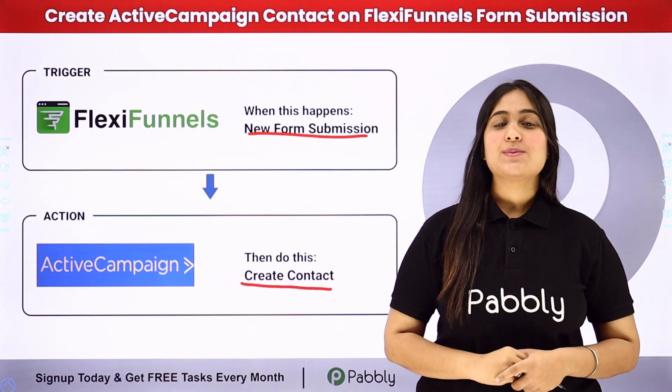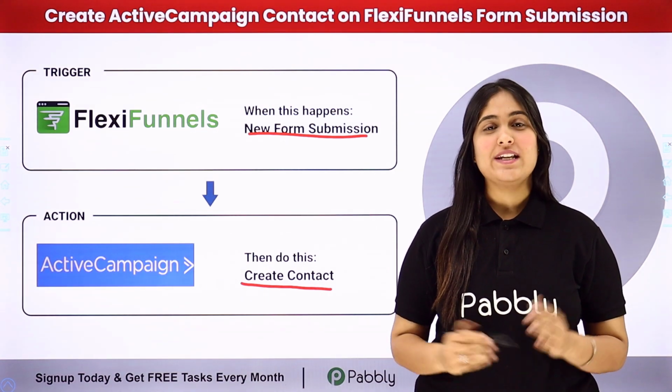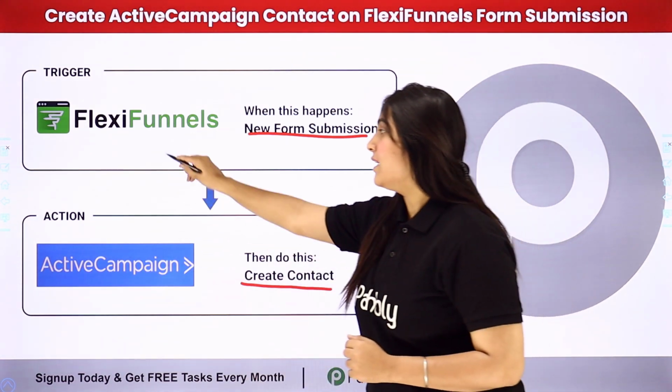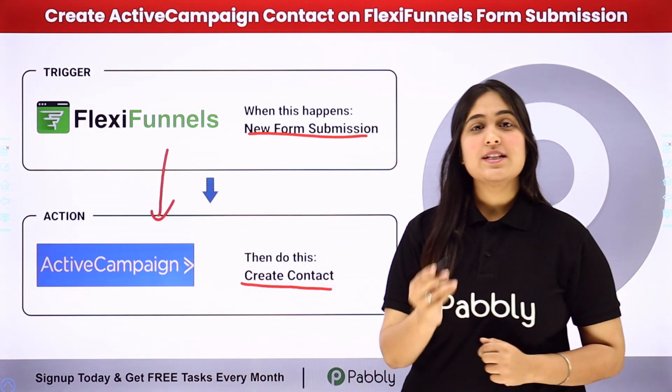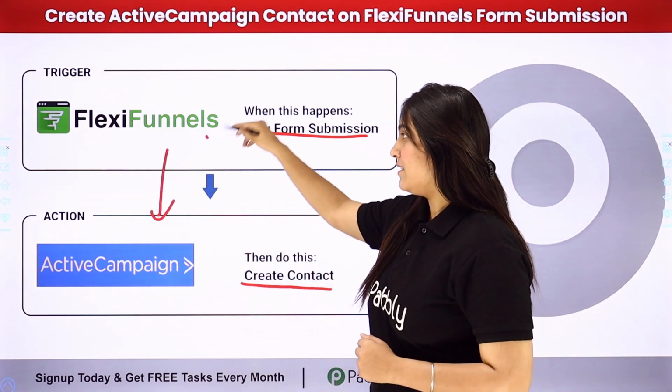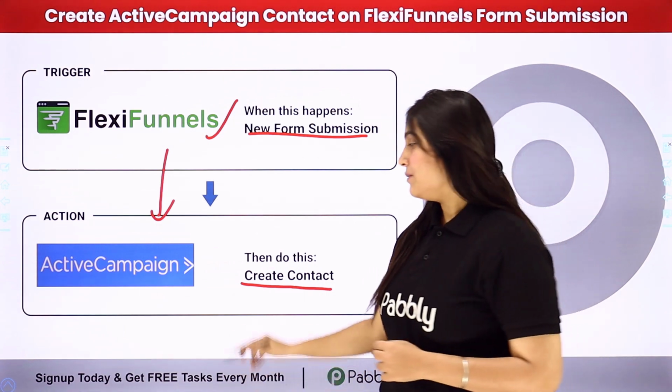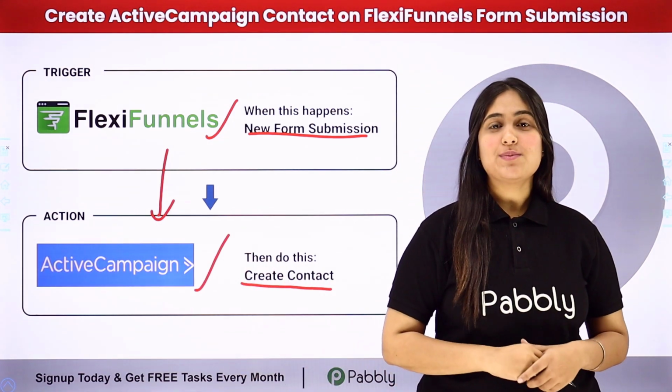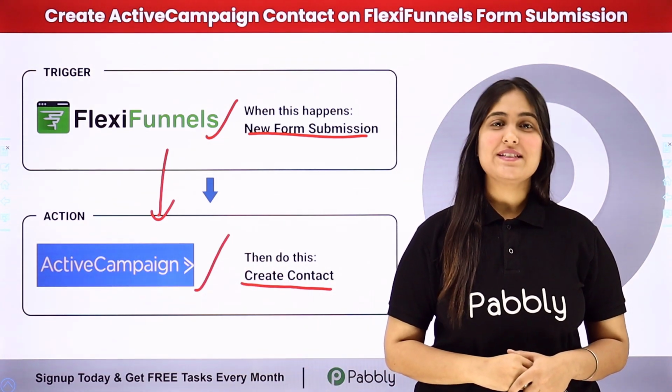To automate this process, we will use an automation software named Pavli Connect, in which we need to connect a trigger and an action. In this process, our trigger application will be FlexiFunnels and our action application will be Active Campaign. To learn this process step by step, let me take you to my screen.